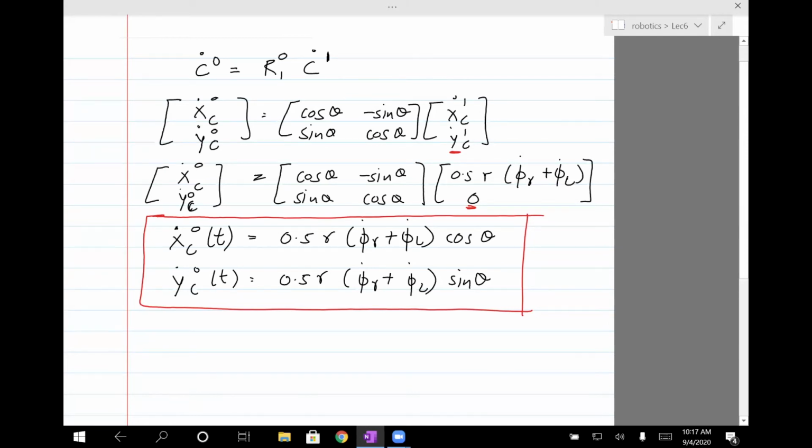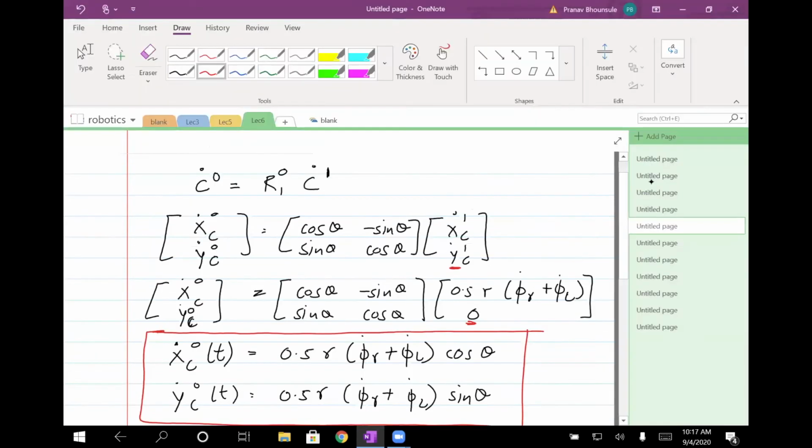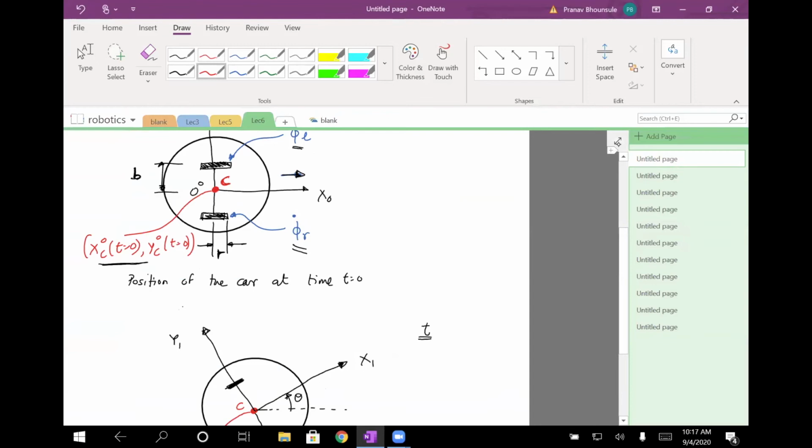We are not done yet. We found how the point C changes, but there's another variable in the figure for which I have not yet derived a formula.